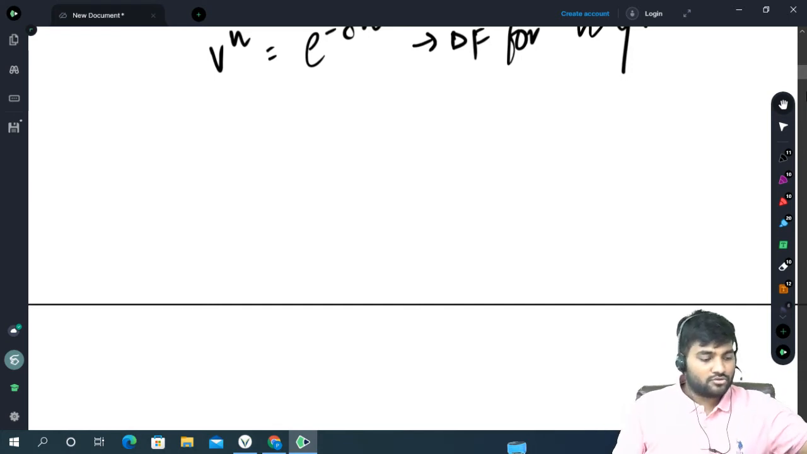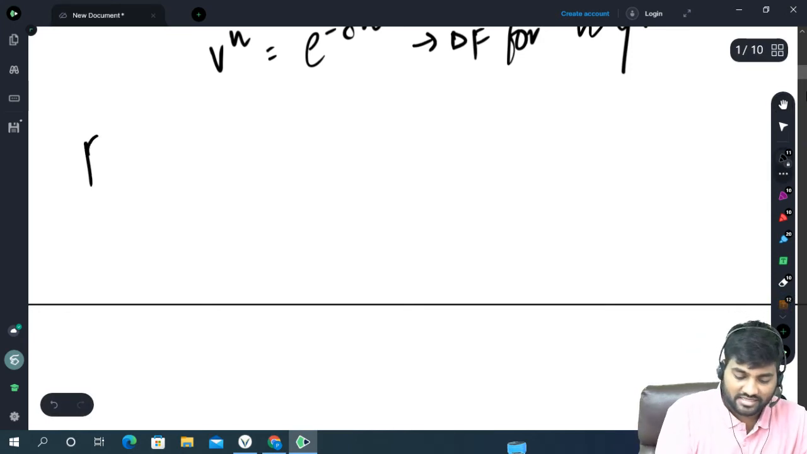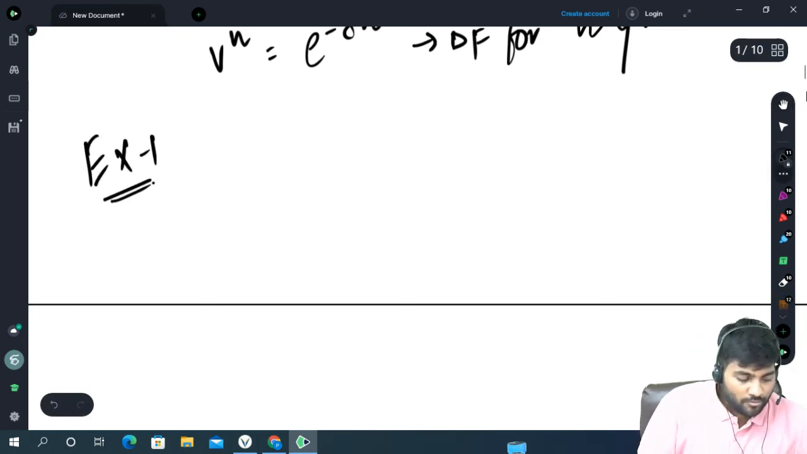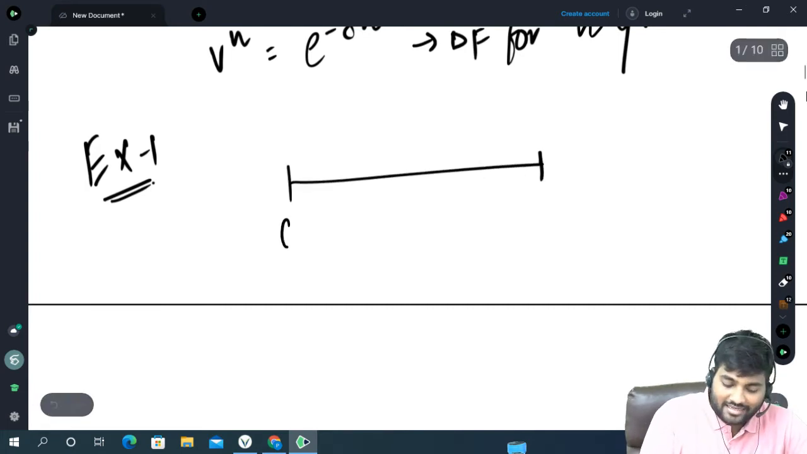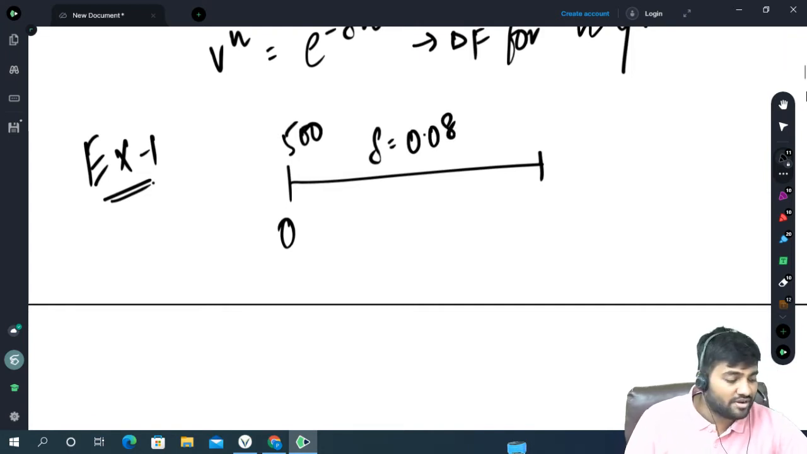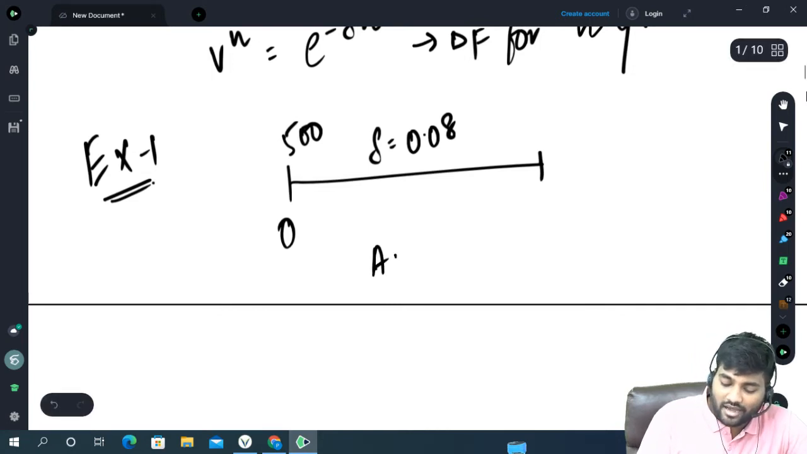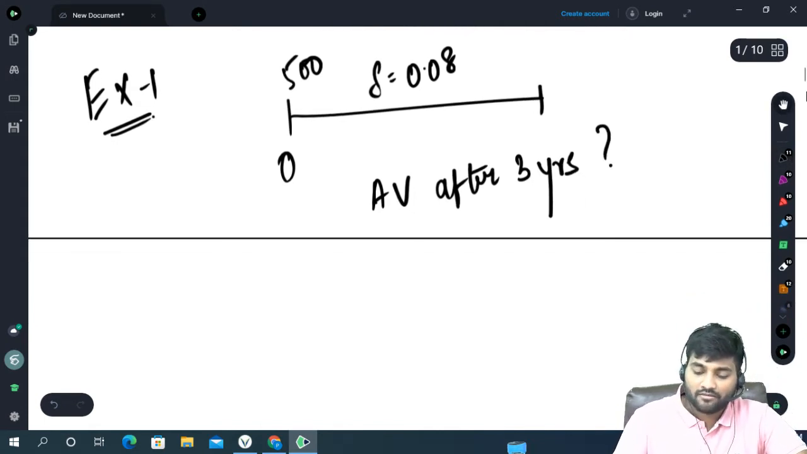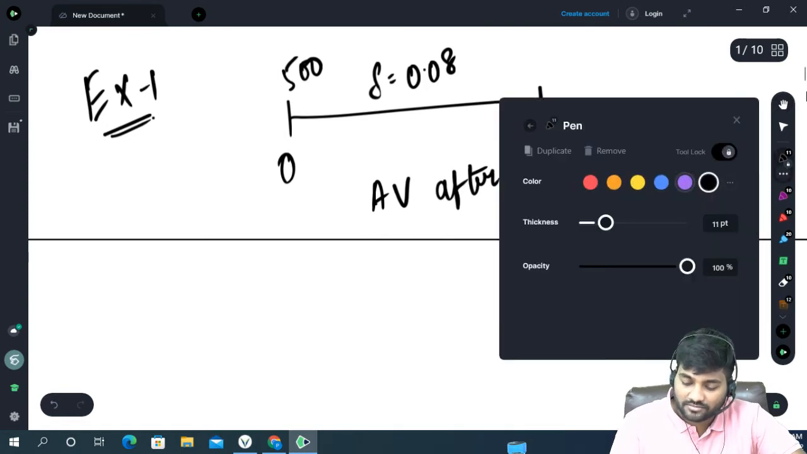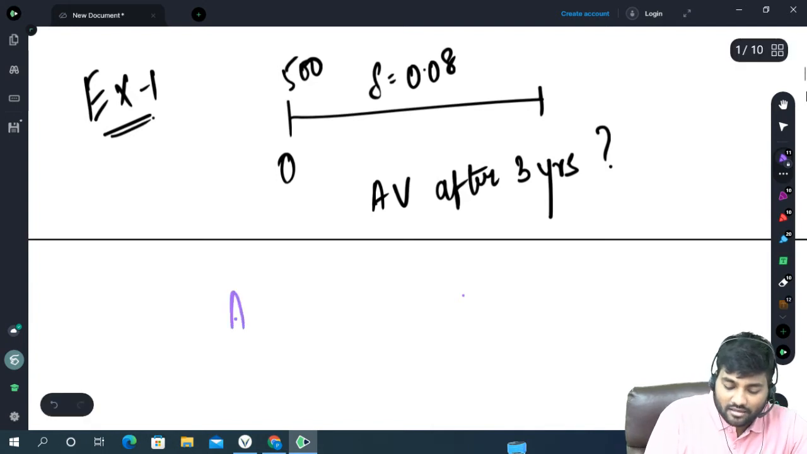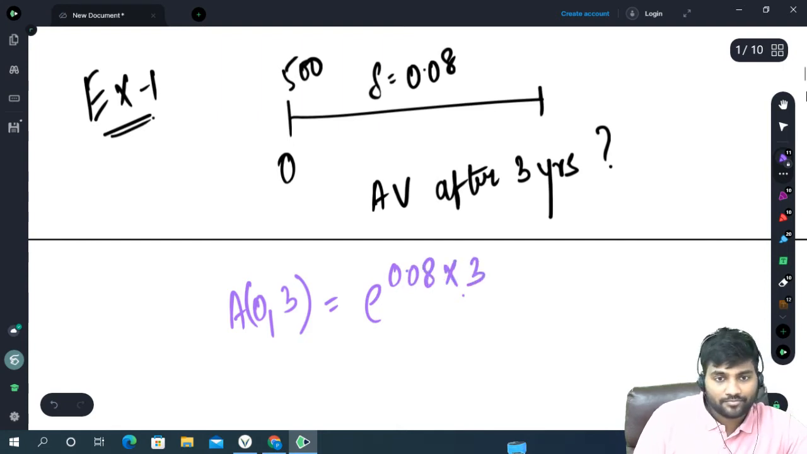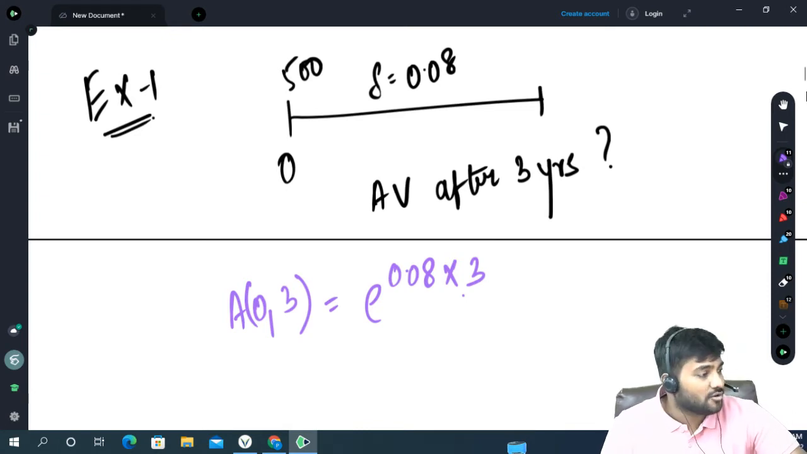Okay. So now, example 1. Now, this is the timeline. At time 0, we have invested 500. Force of interest is 8%. We need to calculate accumulated value after 3 years. How can we do that? So we need to calculate the accumulation factor for 3 years. So this will be e to the power 0.08 into 3. Okay, please calculate e to the power 0.08 into 3.